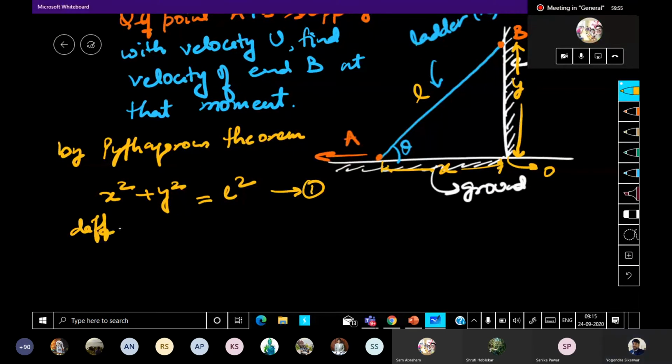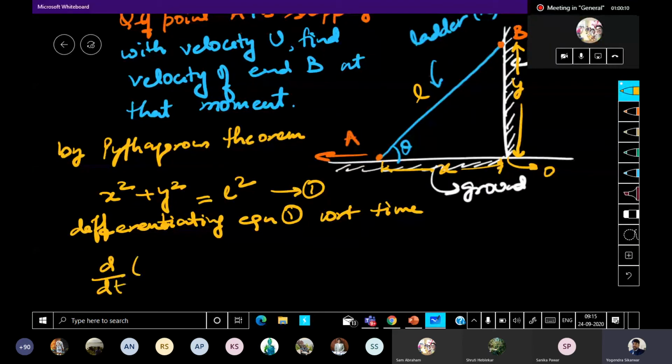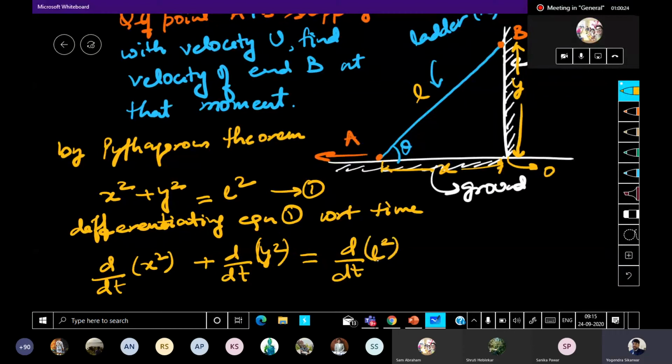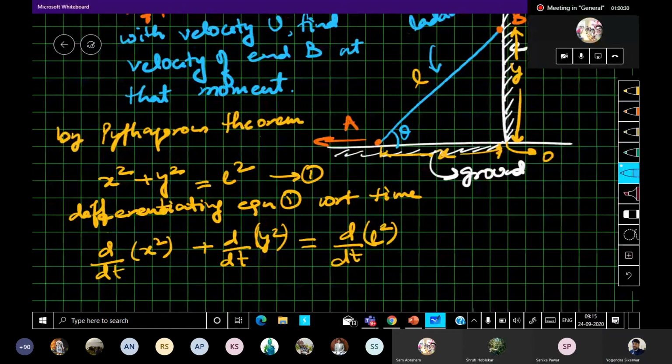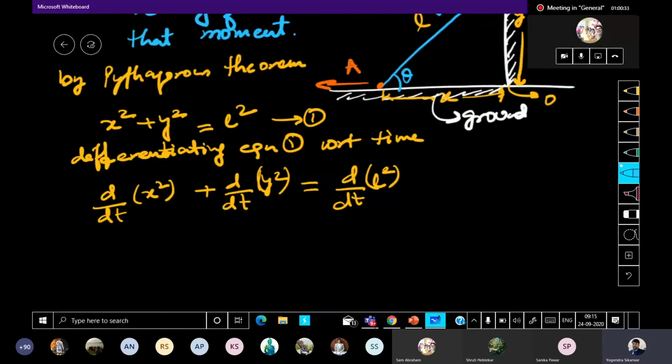Differentiating equation 1 with respect to time. So d by dt of x square plus d by dt of y square is equal to d by dt of L square. Now what is L? L is the length which is constant. So d by dt of L square will be 0.